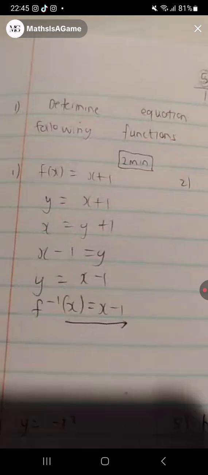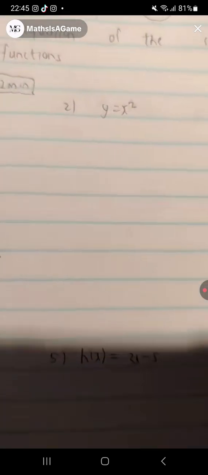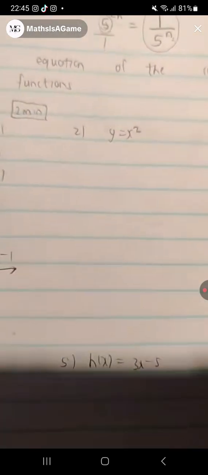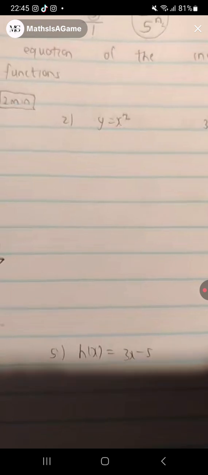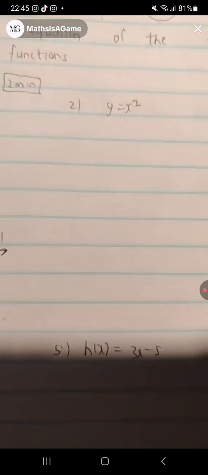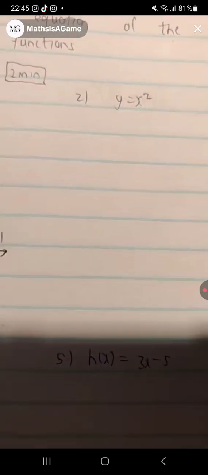And with how to express the answer. y is equal to x squared. We want the inverse. Determine the equation of the inverse of each of the following functions. So we want the equation of the inverse for this function, the one that we are looking at right now. Okay, 2 minutes are coming up to end. 30 seconds left.